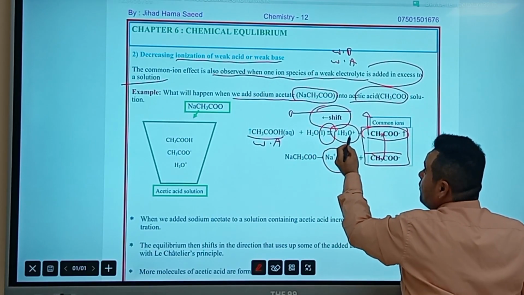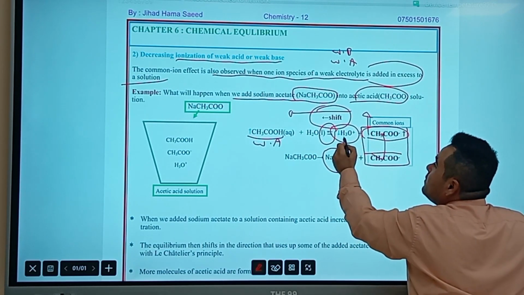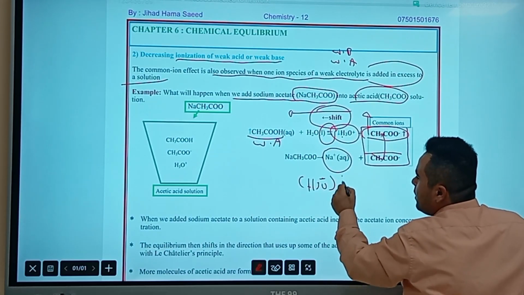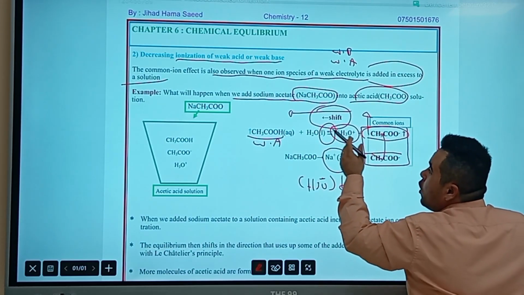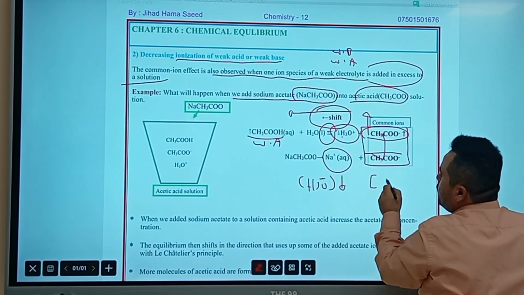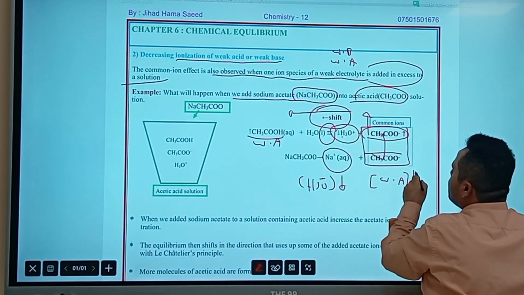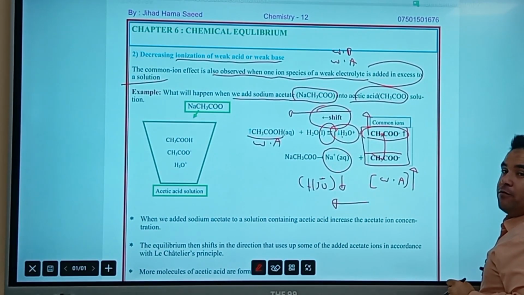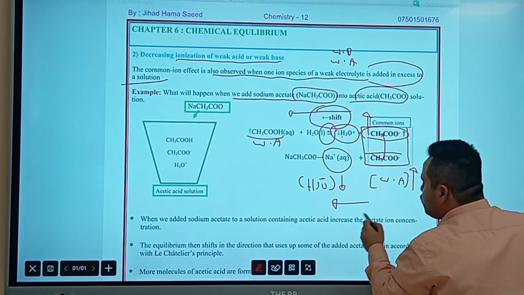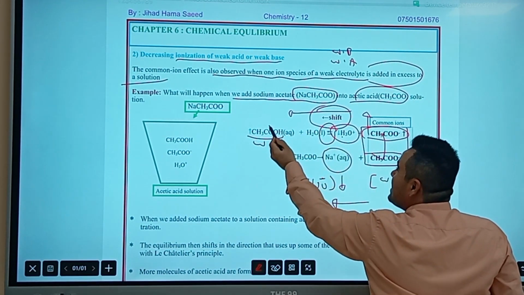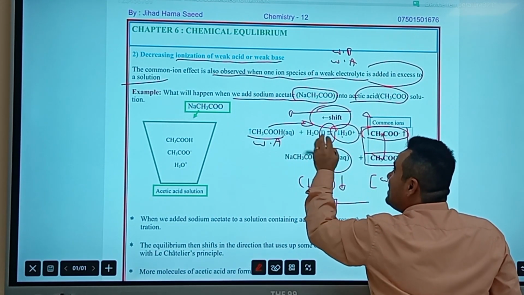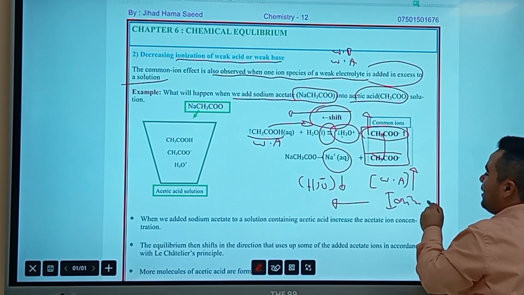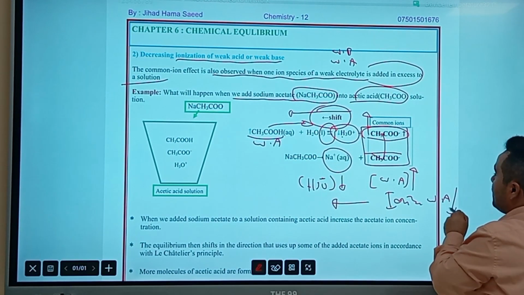As it favors the reverse direction, what will be consumed? Hydronium. So the concentration of hydronium in this case reduces. What will be formed? The concentration of the weak acid increases. What's the direction? Reverse favored. And what will happen to the ionization? This acid ionizes in the forward direction, but in this case the reverse is favored. So the ionization of the weak acid reduces.